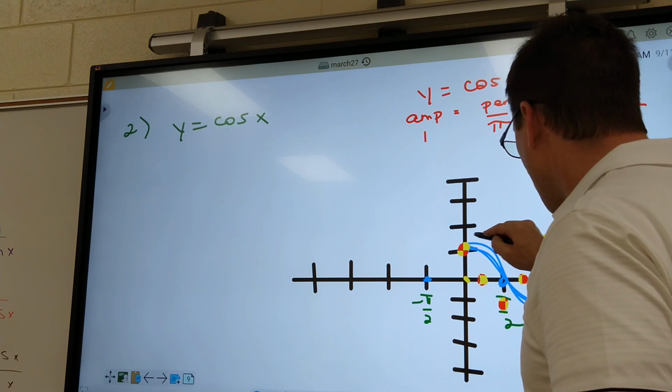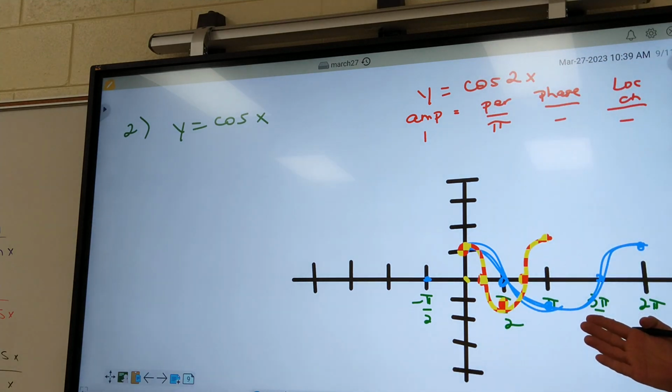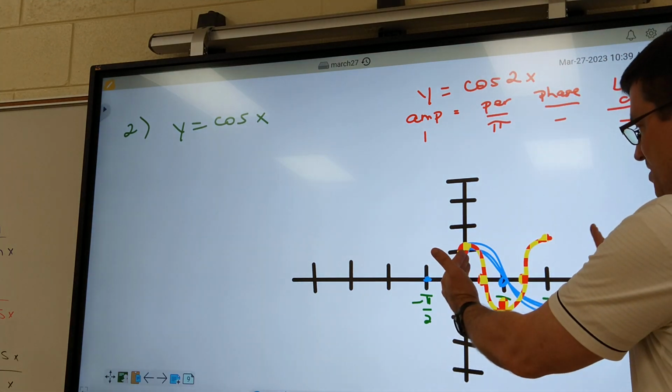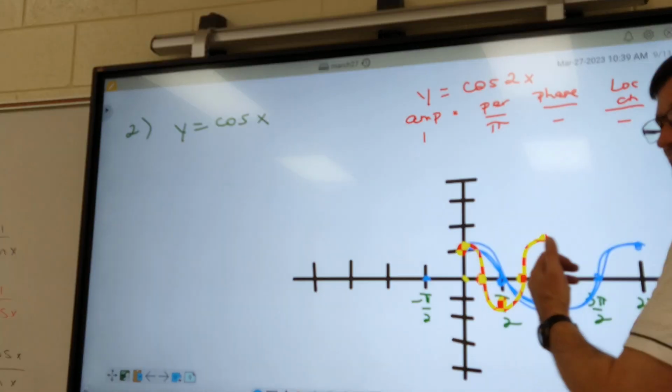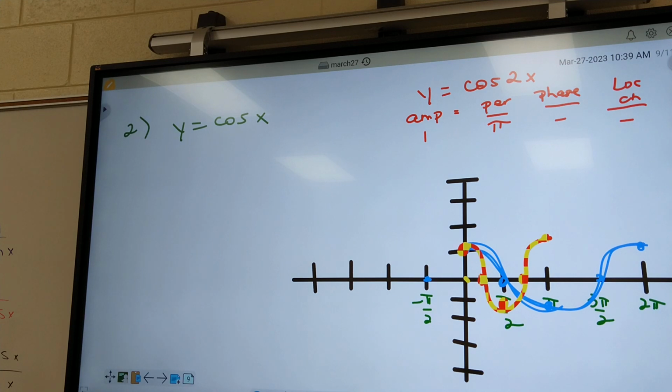And this way, I should be able to fit it in. So now look, I've got the same shape, but I just squeezed it into 1 pi instead of 2 pi. Think about that, see if y'all got a question for me. Wait, okay, so explain that again.